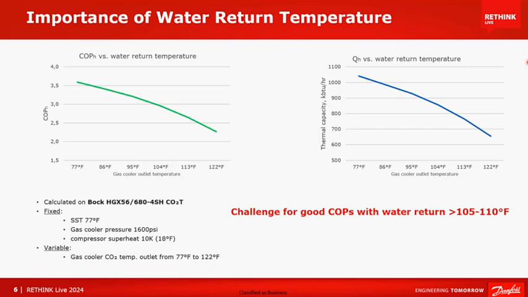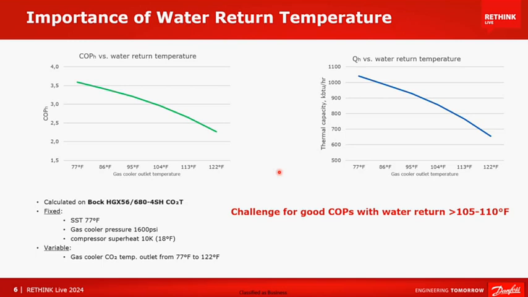We have, for illustration purposes, made several simulations on one of our transcritical CO2 compressors. Namely, we would like to show how the COP of heating varies, and also the compressor's thermal capacity as a function of increasing gas cooler outlet temperature in the range of 77 to 122 F. And namely, in that range, the COP loss is around 40% and capacity loss is something similar, which, based on this picture, tells us as a rule of thumb that CO2 may be challenged in its performance for return water temperatures above 105, 110 F.